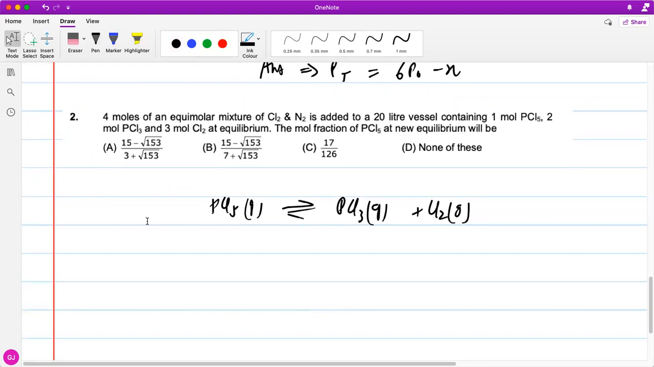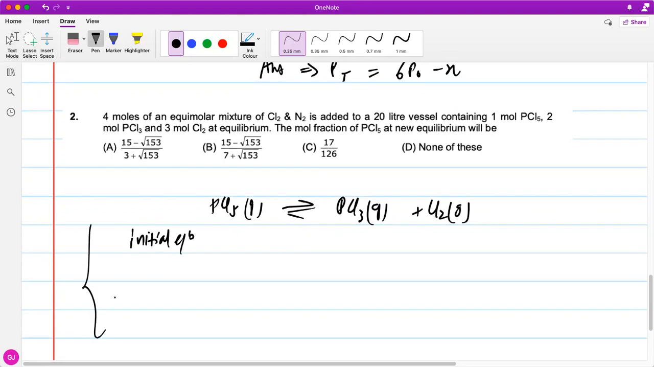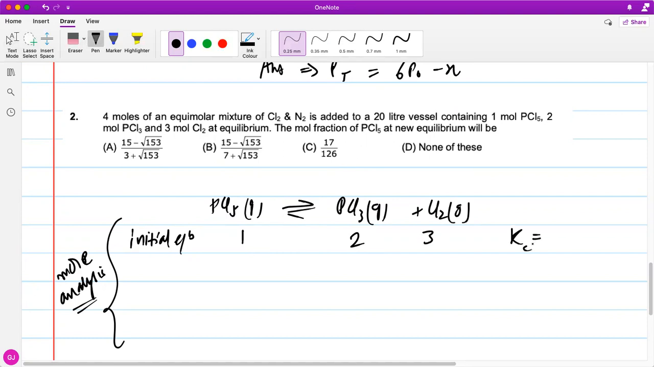Now, don't forget about the volume part. So you have initial equilibrium in which, I'm right now doing mole analysis, but I'll not forget about the volume when I am going to be writing the expression of K. That is a very common careless mistake which students can do. So initial equilibrium, you have 1 mole of PCl5, 2 moles of PCl3, and 3 moles of Cl2. So Kc here would be 3 into 2 by 1 into 1 by 20. Right? I have to take care of the volume.